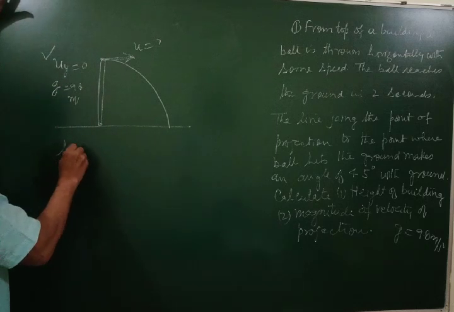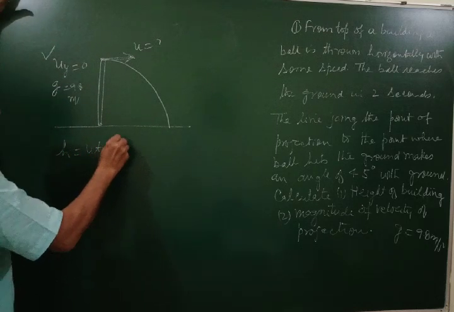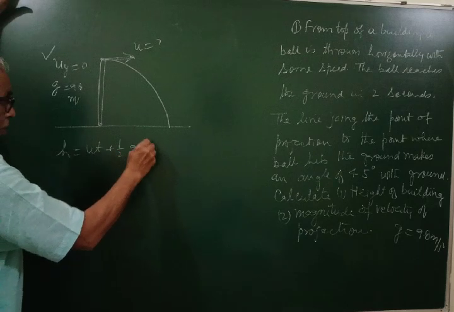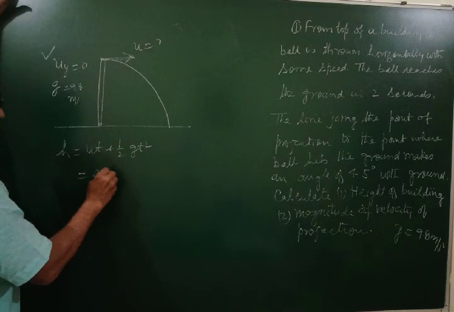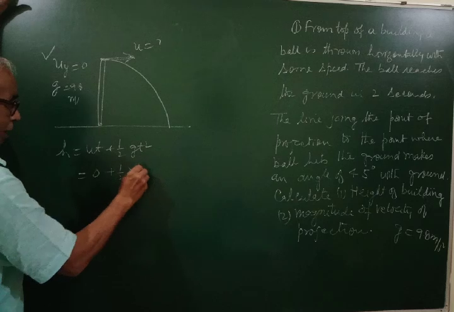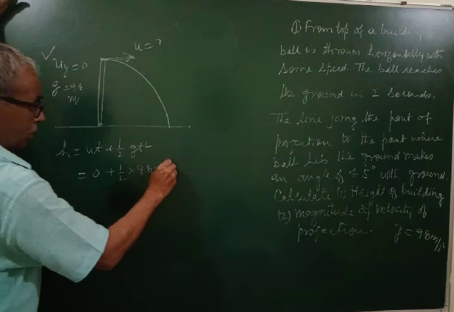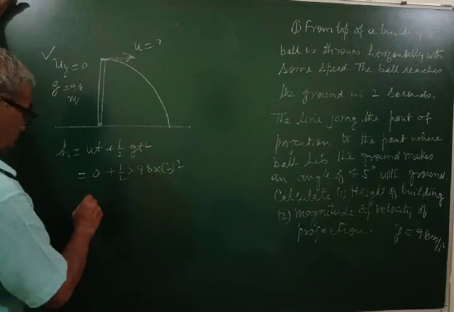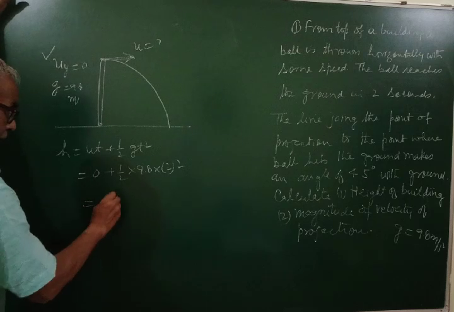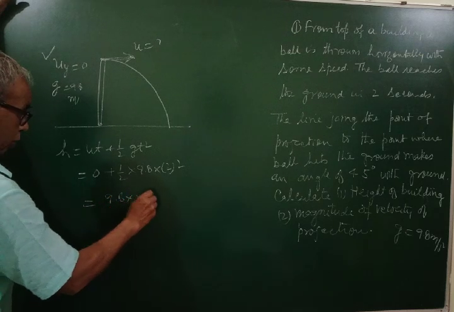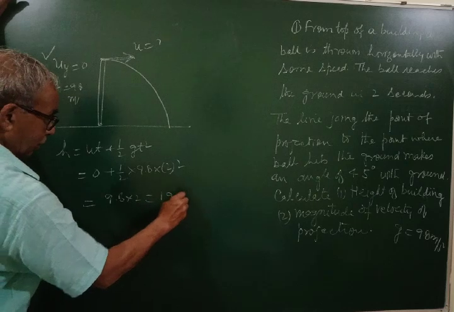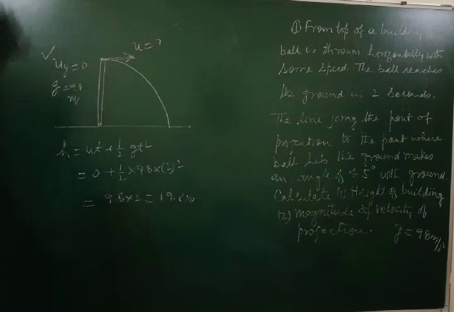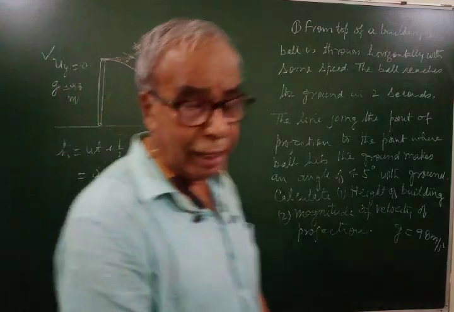and then we know s equals ut plus half gt square. u is 0 here, plus half into g, 9.8, into t square, t being 2. So it is only 9.8 into 2, 19.6 meter. This is the height of the building. This problem can be solved like this.